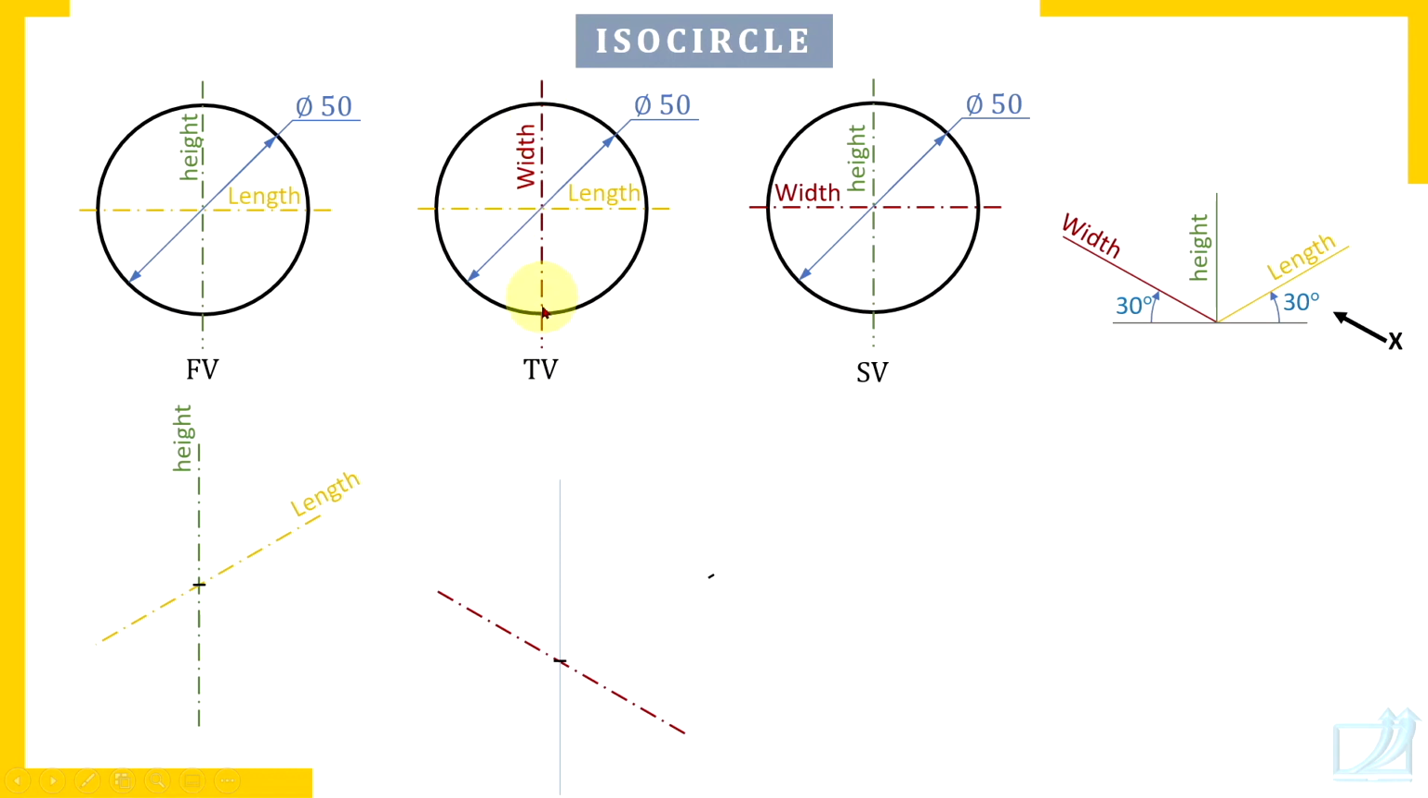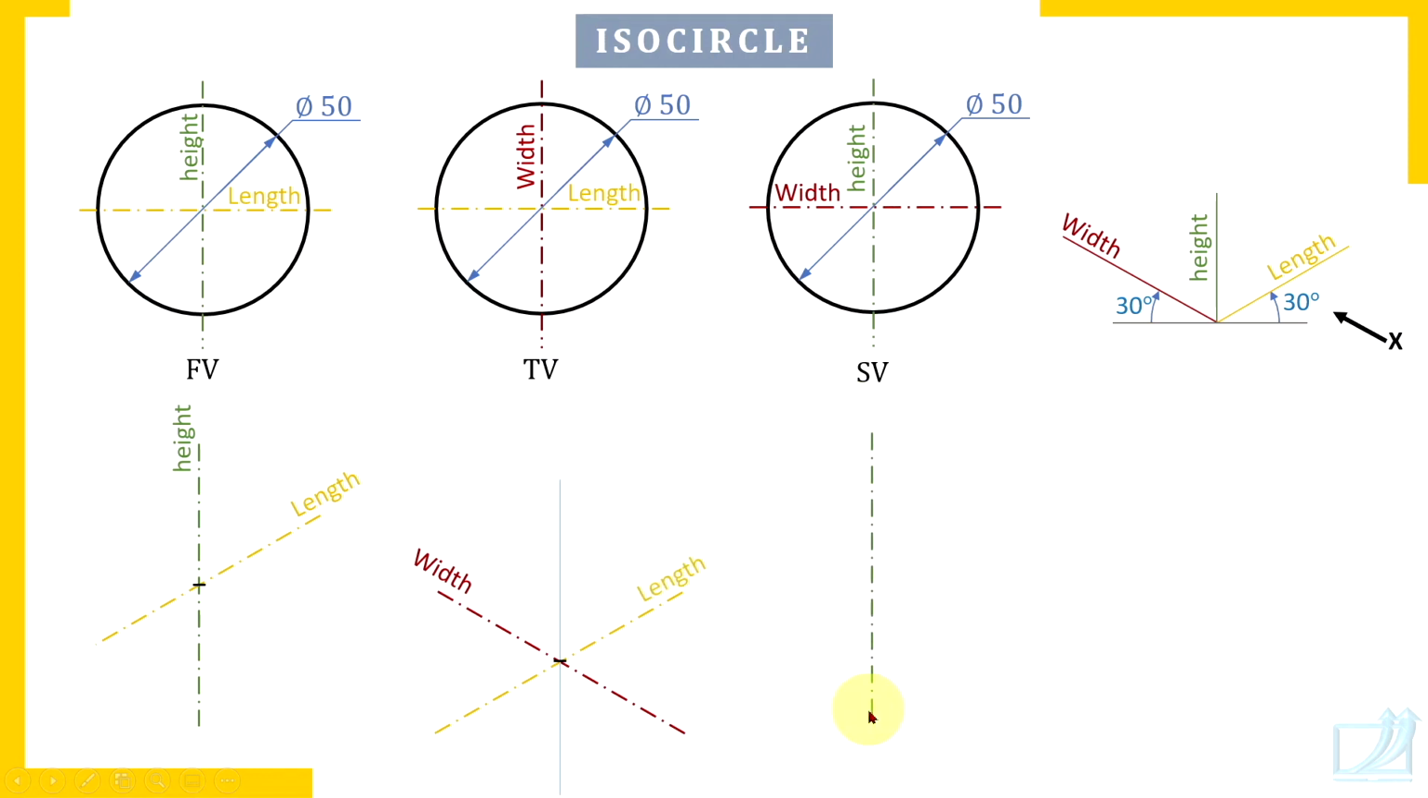So this vertical axis in the top view is actually the axis parallel to width, so you should draw the axis in this manner, parallel to width, and the length axis, this is how you should draw. So this is the length axis. Most important to draw an isocircle is in your isometric view to locate these center lines. Now how to locate these two center lines, try to understand.